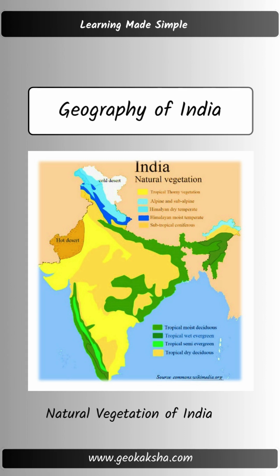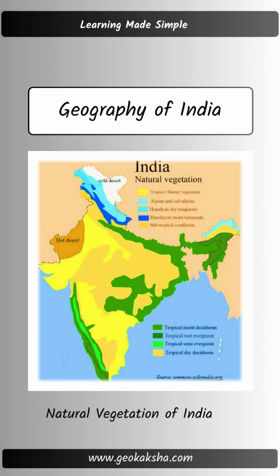Finally, we reach the cold and harsh conditions of the alpine and tundra vegetation. Found in the higher reaches of the Himalayas, this vegetation consists of short grasses, mosses, and lichens. Due to the extreme cold and short growing seasons, trees are rare, and only the hardest plants survive.